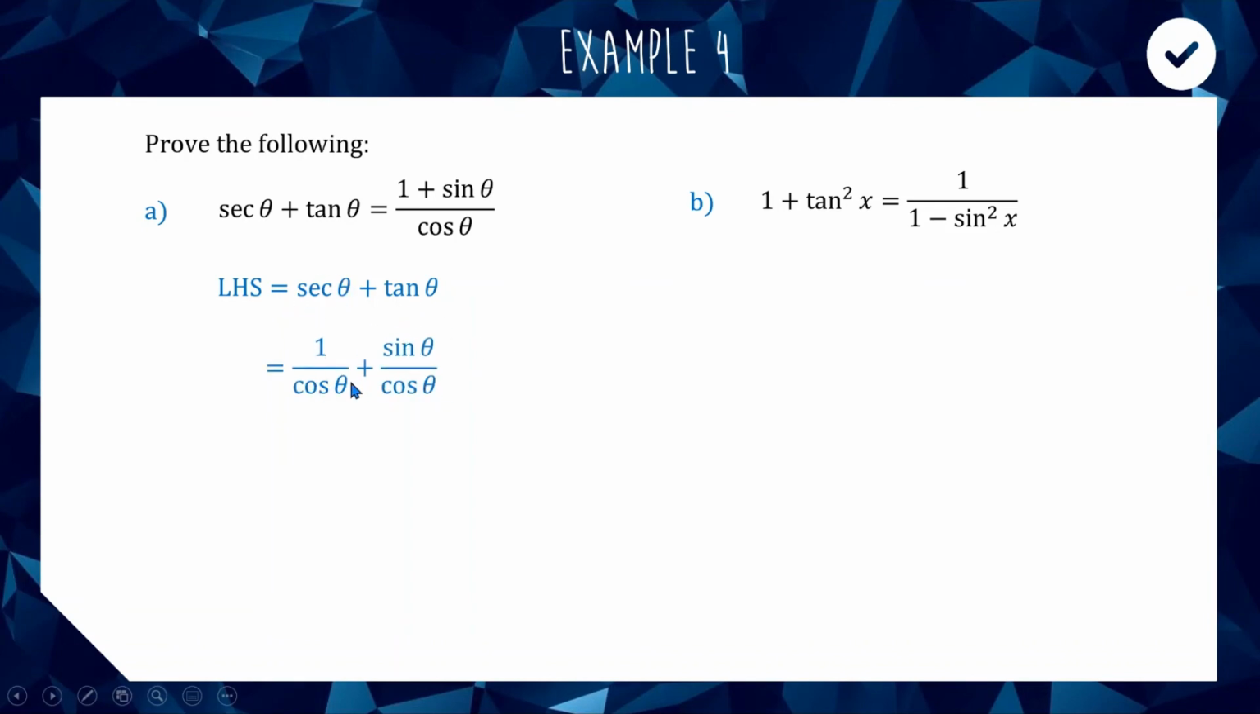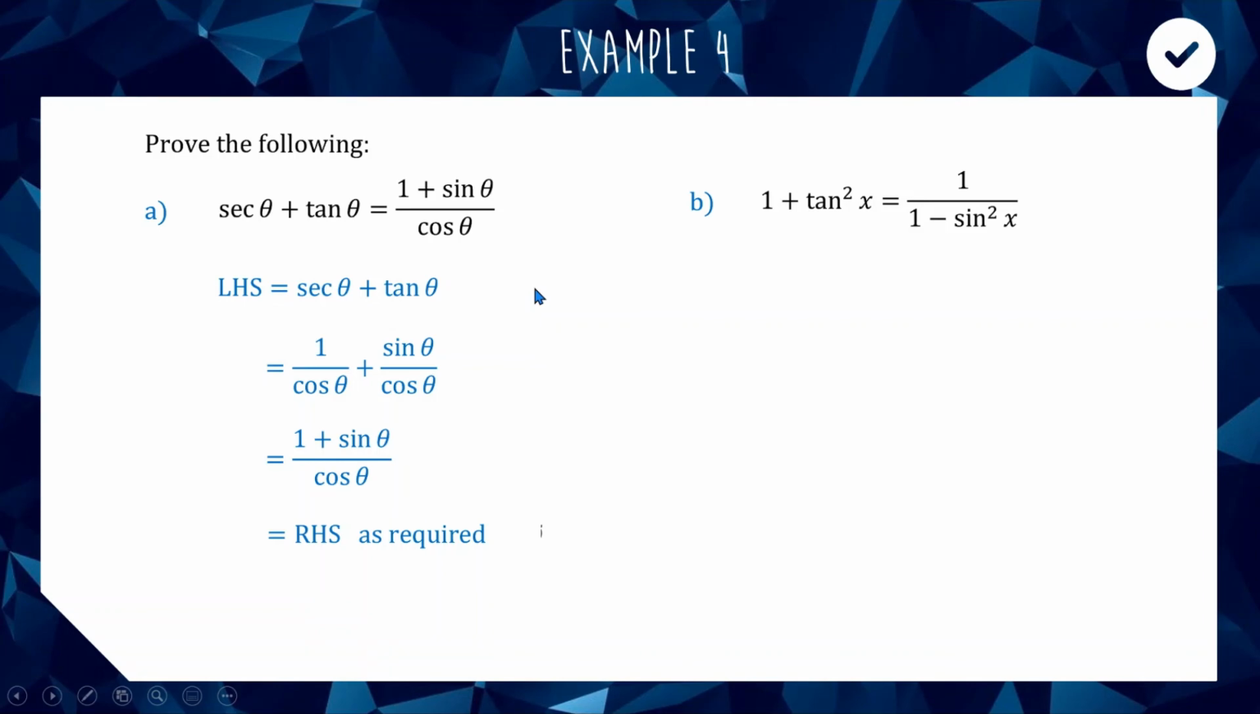Now we have two fractions with the same base. We can add the tops together and get 1 plus sine theta over cos theta, which is what we were trying to prove. So we have proved that the left-hand side is equal to the right-hand side as required. Okay, so if you're just playing with both sides and then showing that they end up at the same thing, it's not a proper proof and you probably won't be getting full marks for it. So you want to start with one side and show that it's equal to the other.